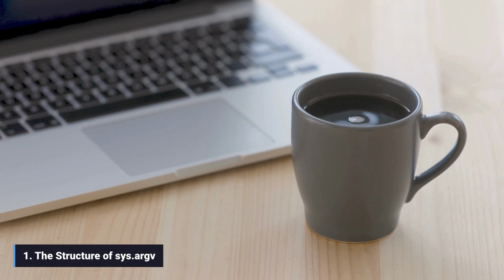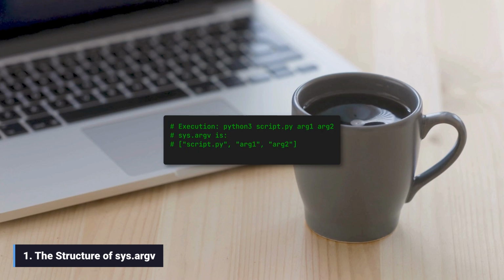1. The structure of sys.argv. When a Python script is executed with arguments, the sys.argv variable is populated as a standard Python list of strings. The key point is that the element at index 0 is always the name of the script itself, and the actual user-provided arguments start from index 1.